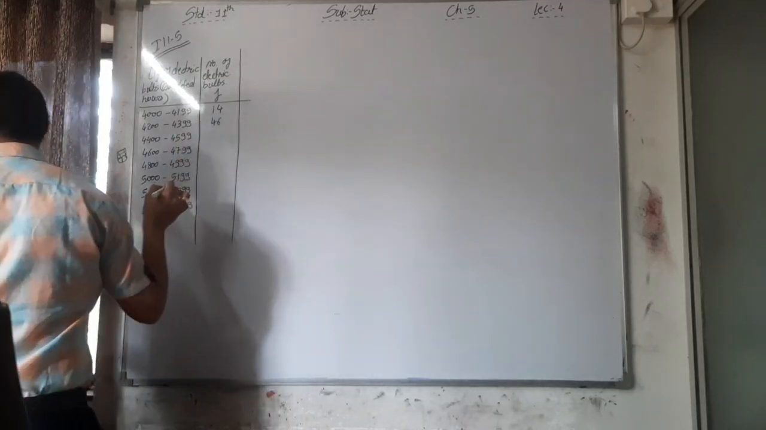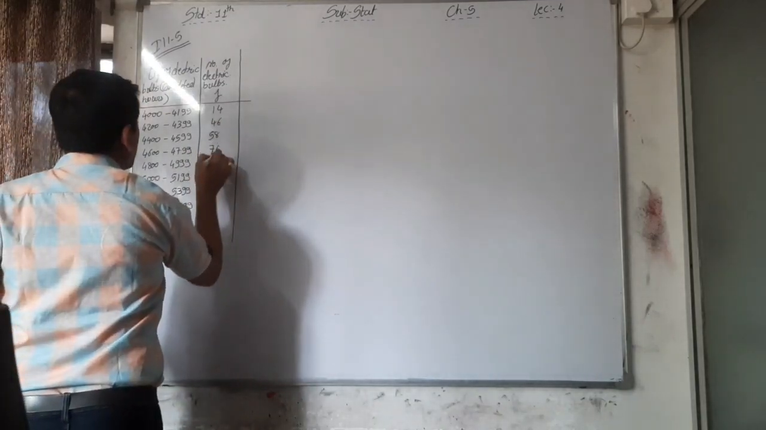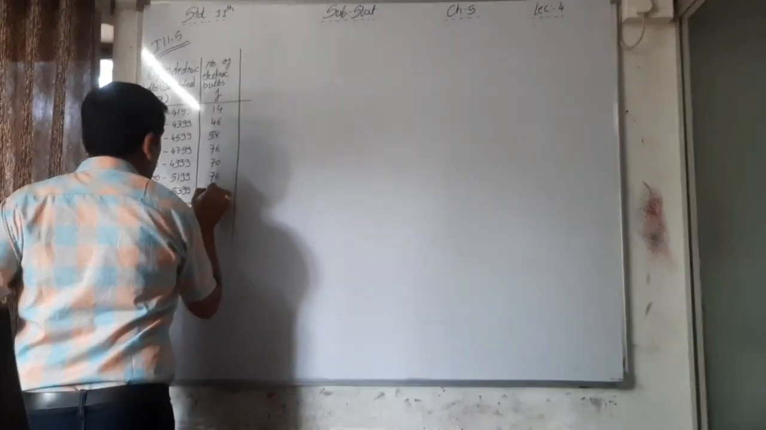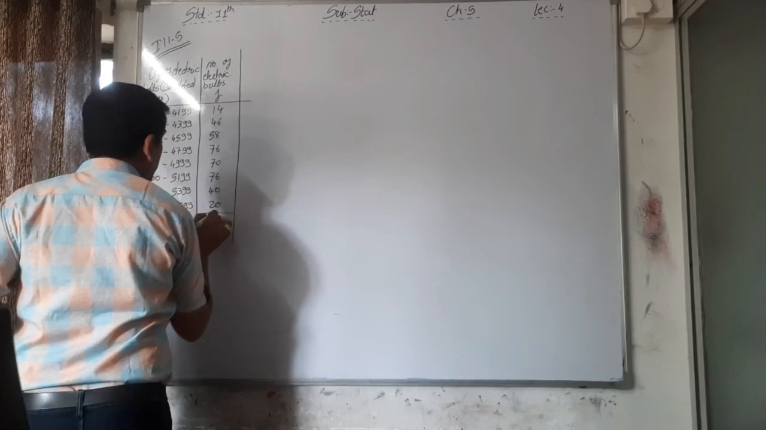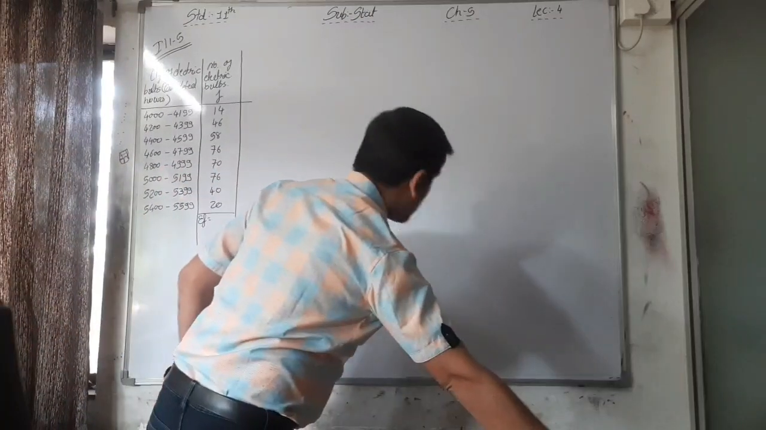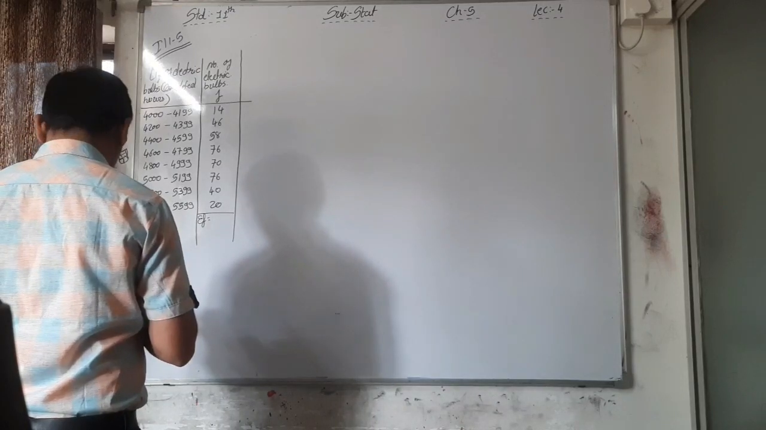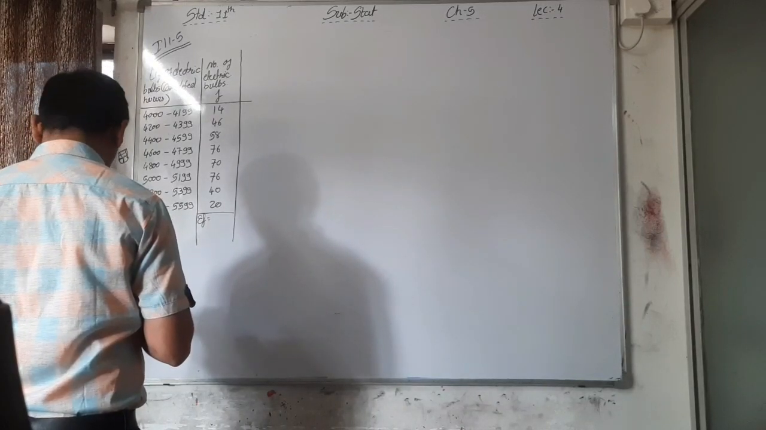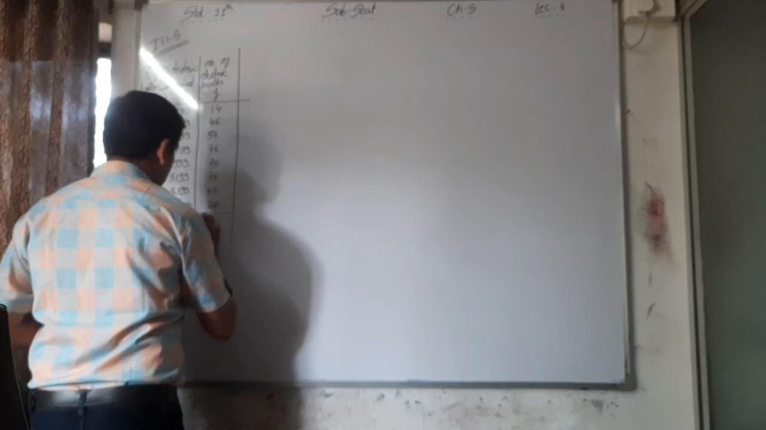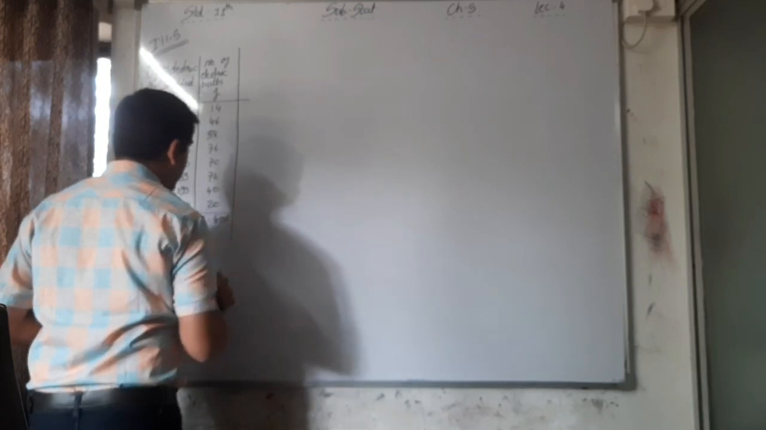Now the frequencies: 14, 46, 58, 76, 70, 76, 40 and 20. Sigma f, the total frequency, is equal to 400. n is equal to sigma f, that's why n is equal to 400.